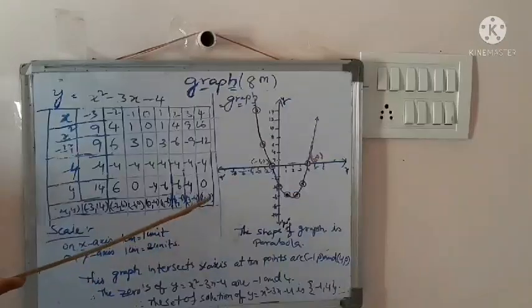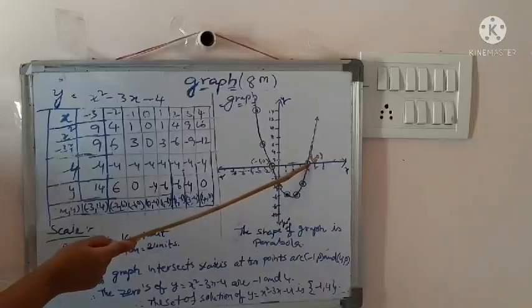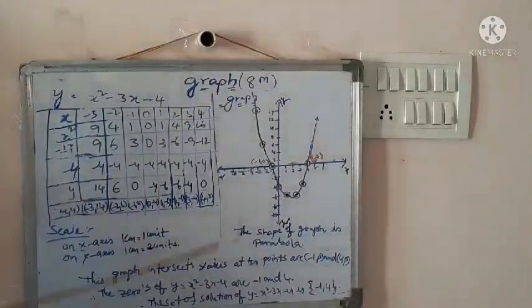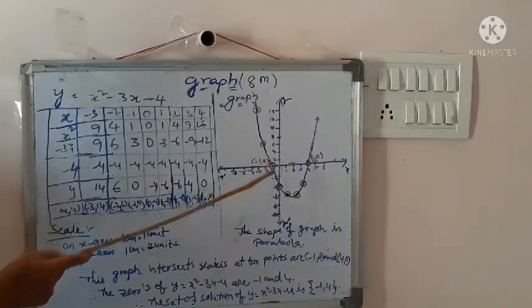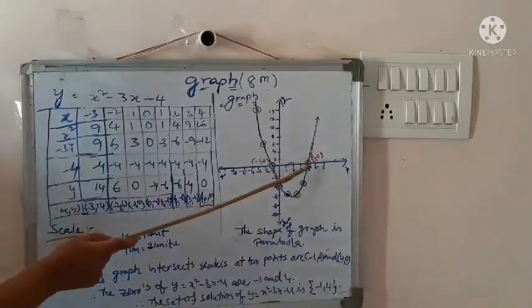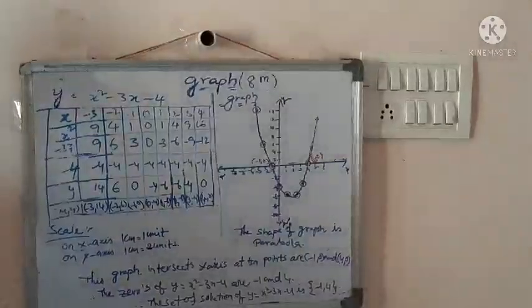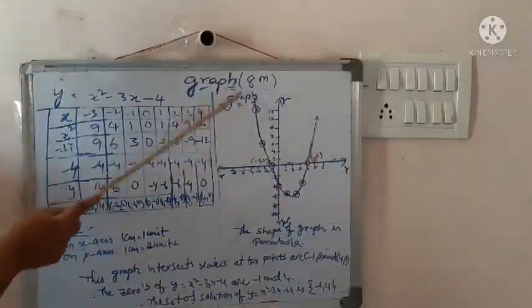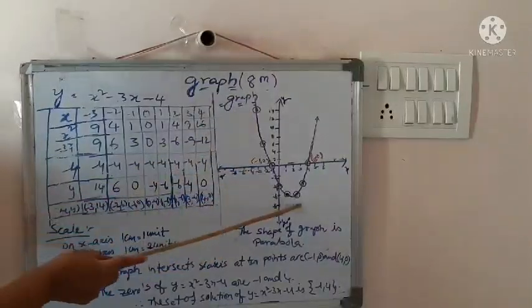Point 4, 0. 4 and 0 is located here. This is 0, 0, the origin point. So 4, 0 is located here. And now draw a graph by joining these points.